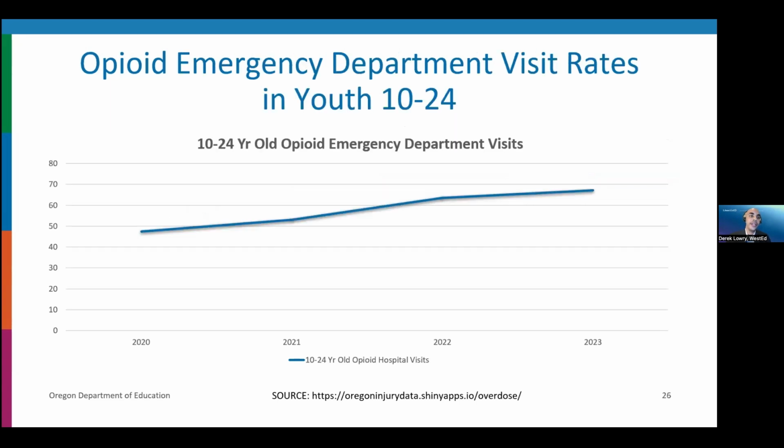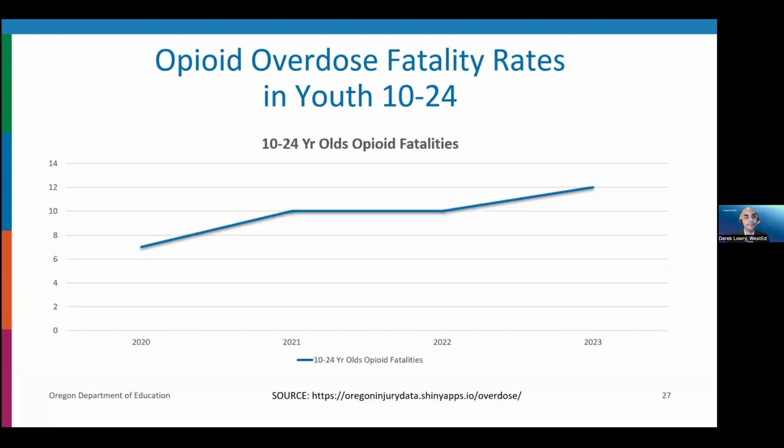With the opioid emergency department visit rates amongst this population, there's been a steady trend upward since 2020, peaking in 2023. And for fatality rates, it's similar: a steady trend upwards with a bit of a decline in 2022 and then another upward trend in 2023. And a lot of the new data that we're getting that's reflective of 2024, it does look like in these areas there's been a slight downward tick.